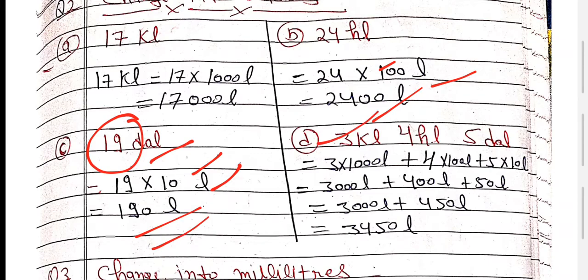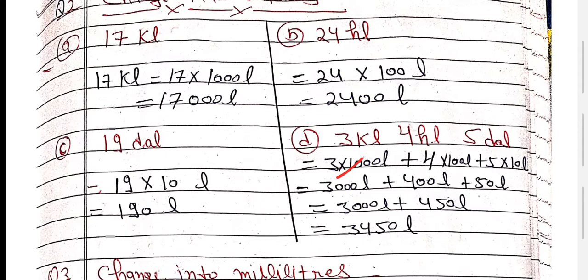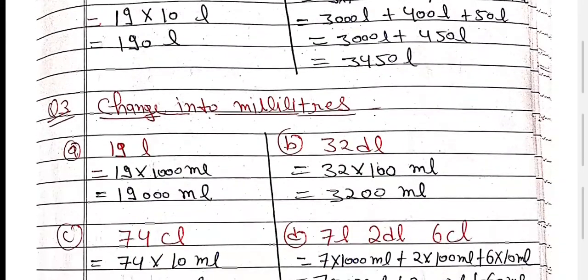Now come to 3 kiloliter, 4 hectoliter and 5 decaliter. Kiloliter you multiply by 1000, hectoliter 100 and decaliter 10. So just convert by multiplying 1000 into liter, 100 into liter and 5 also into liter. Now it will become 3000 liter, 400 liter and 50 liter. When you add 400 and 50, it becomes 450 liter. Now when you add 450 to 3000, what will it become? It becomes 3450 liter. It is your answer.